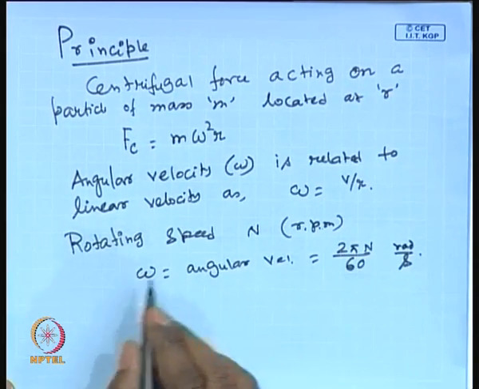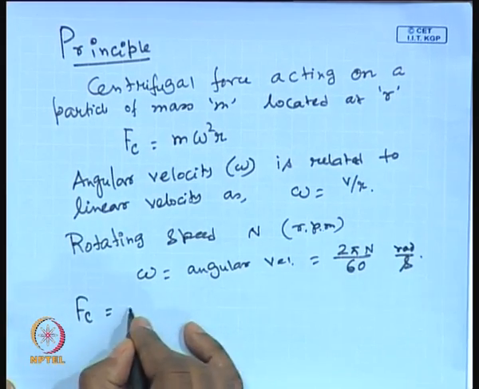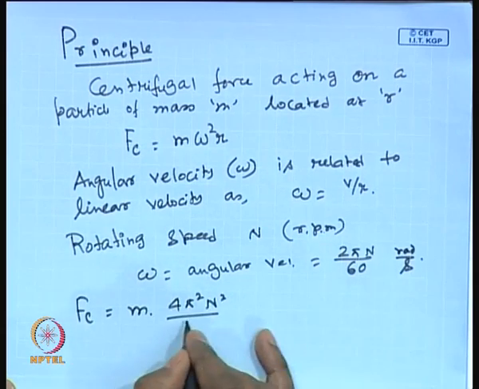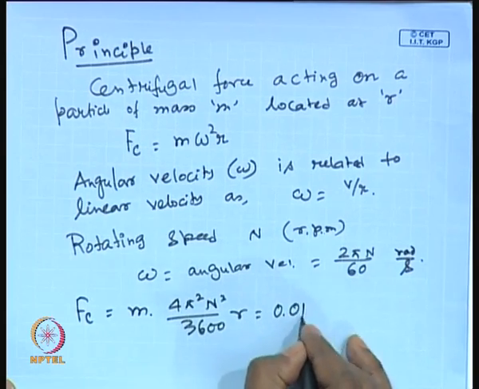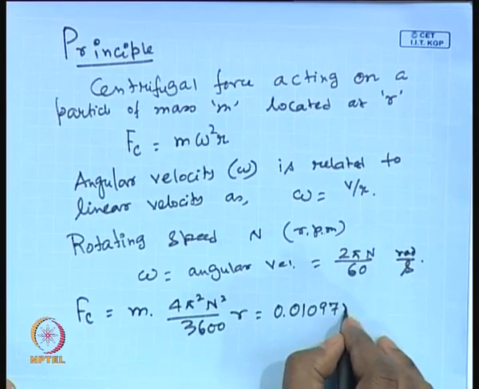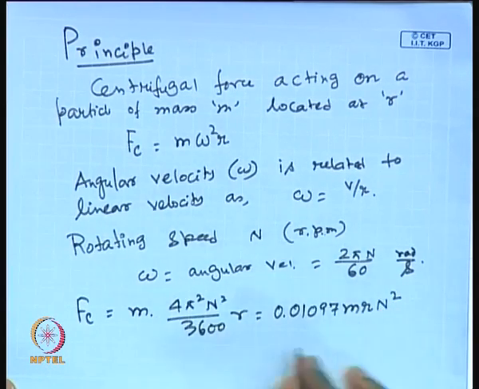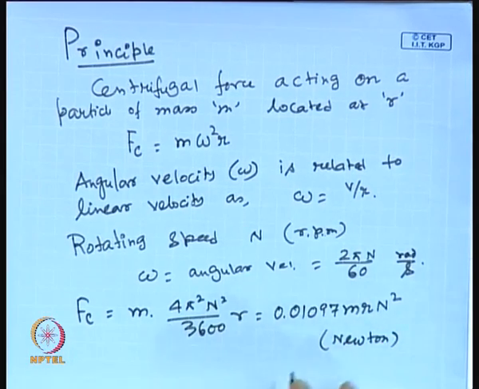Okay. Then the centrifugal force in Newton can be calculated as Fc, which will be nothing but m into 4 pi square n square divided by 3600 times r, and this turns out to be 0.01097 m times r n square. So, the unit is Newton, the unit of the centrifugal force.